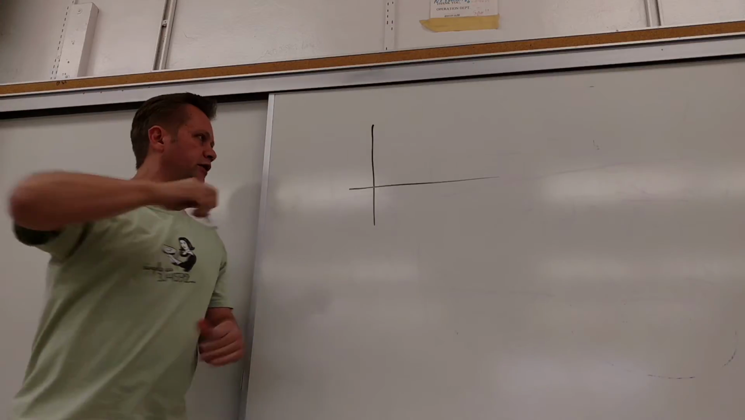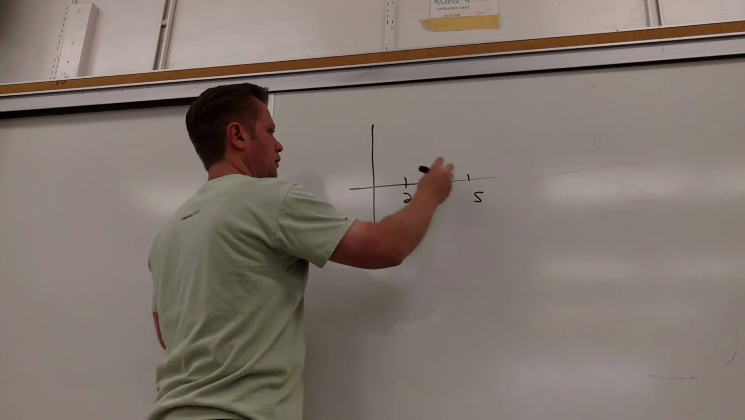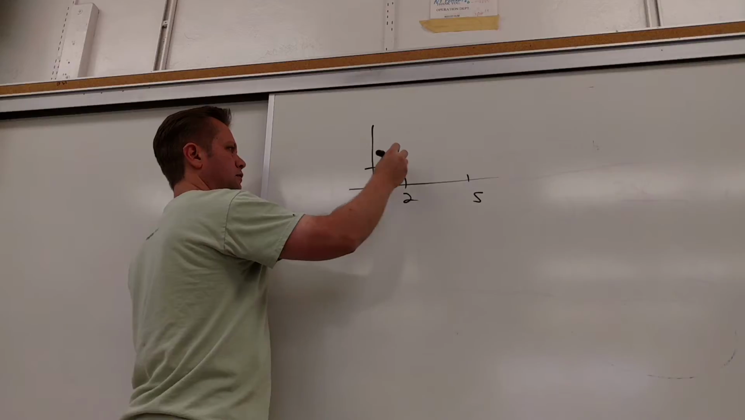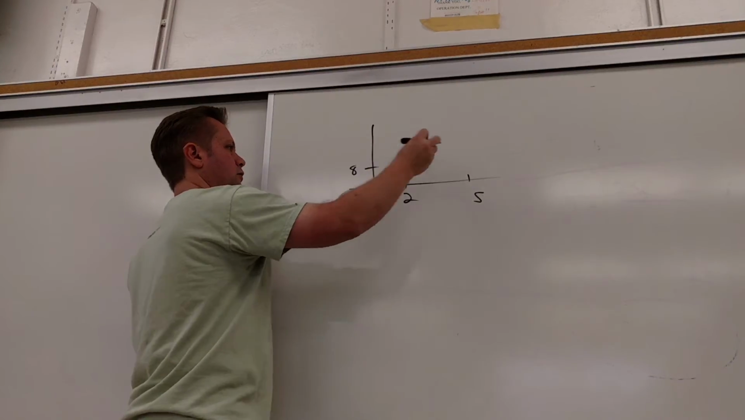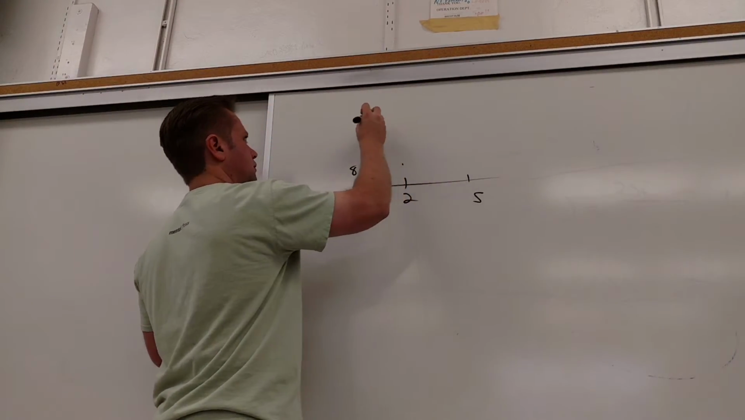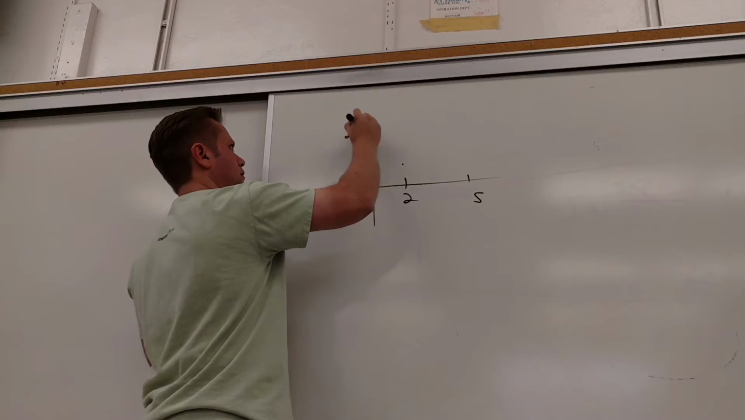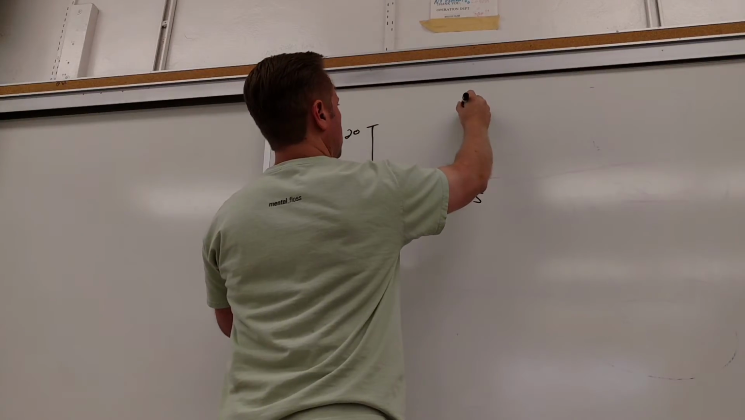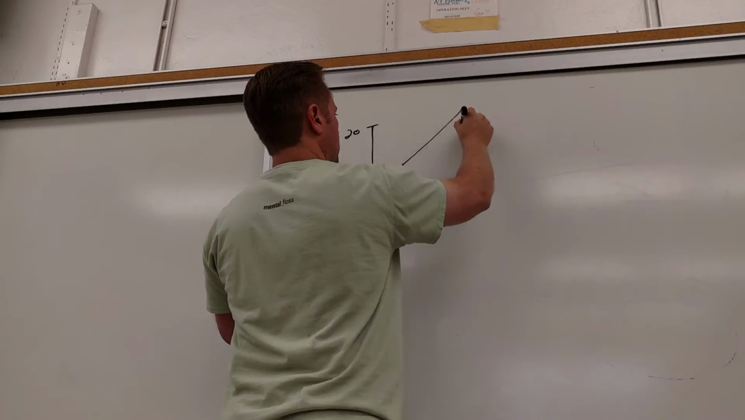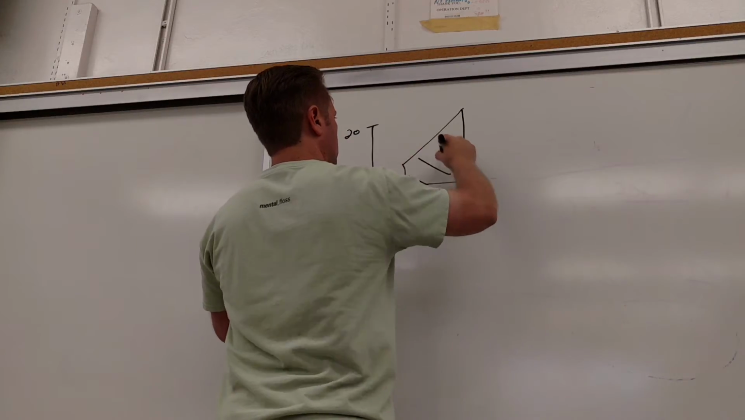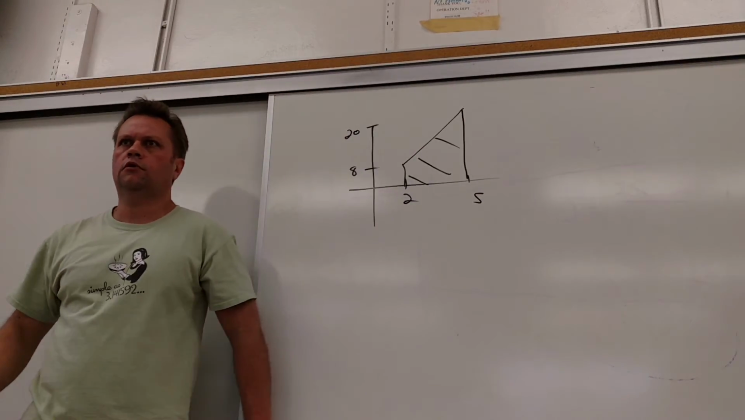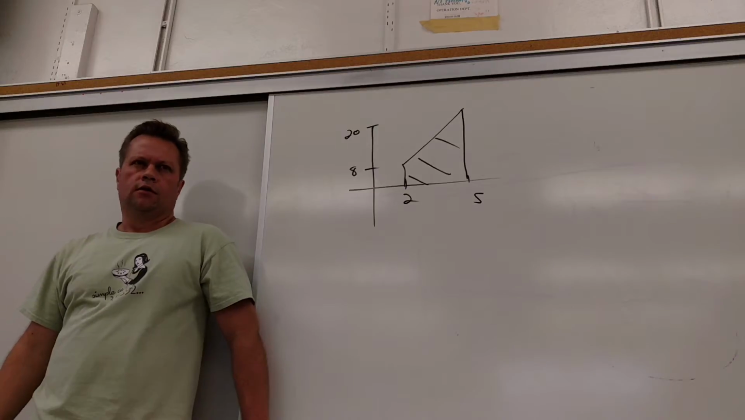So it goes from 2 to 5. And what's f of 2? 8. And what's f of 5? 20. So this is what it looks like. This is the area that I'm talking about right here. All right, let me stop there for a second.